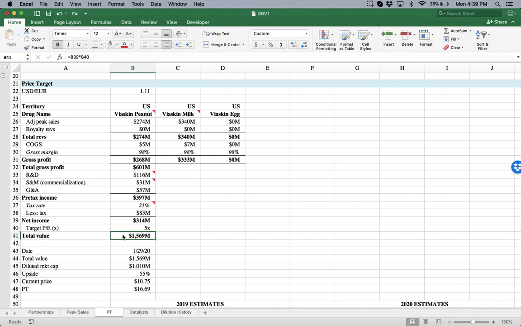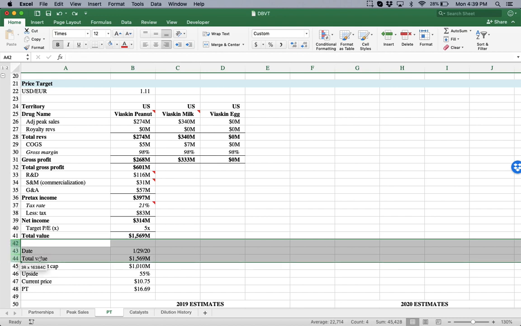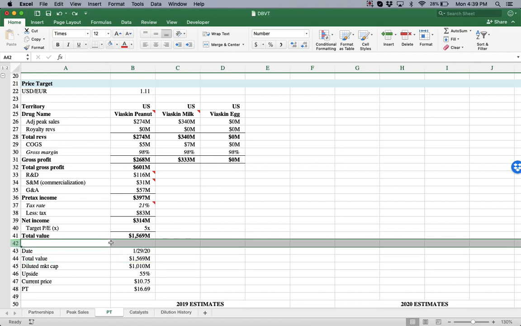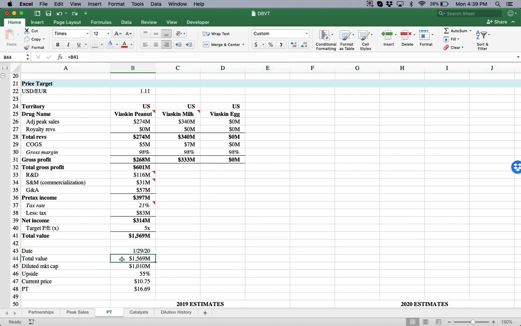And then at this point, if the company has to pay out or could potentially be receiving regulatory or commercial milestones, then you would either add or subtract those here before we get down to our last step. But again, for this company, it's just the royalty that they have to pay out on net sales. So there's no adjustment to the value. So our total value we calculate is 1.6 billion. Our diluted market cap, which we talked about earlier, is 1 billion, and this gives us upside of 55%.